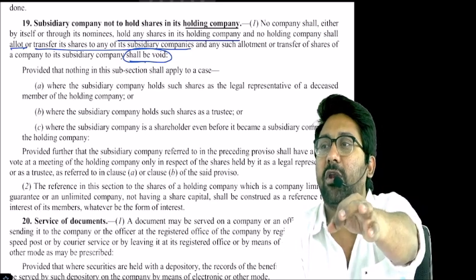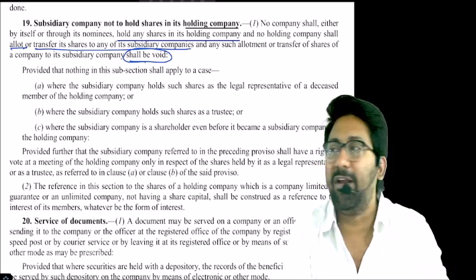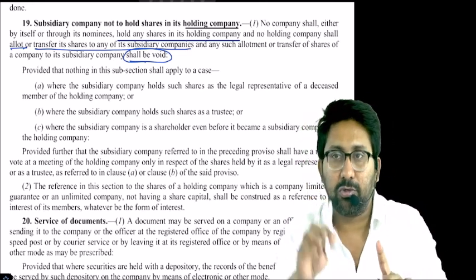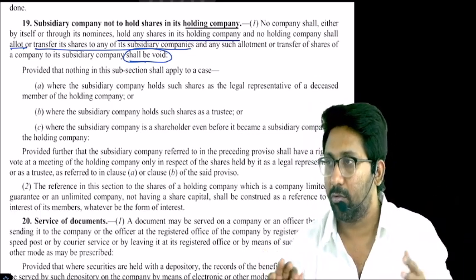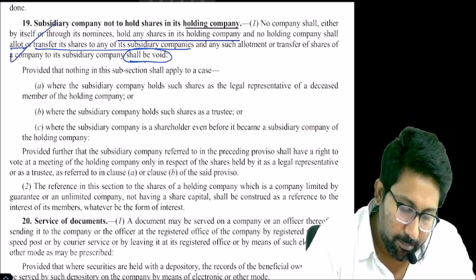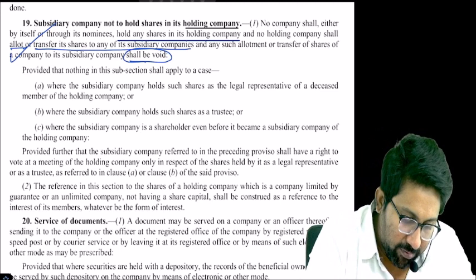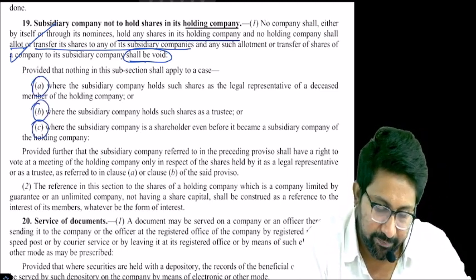Everything we already read or not? Yes, the new point you are learning is the impact. If you do, what will happen? Void. One point over. You should not acquire, they should not transfer, they should not allot. Over. So, a subsidiary cannot hold the shares in the holding company. Provided that nothing in this subsection shall apply to a case. How many are there? A, B, C. How many points are there?